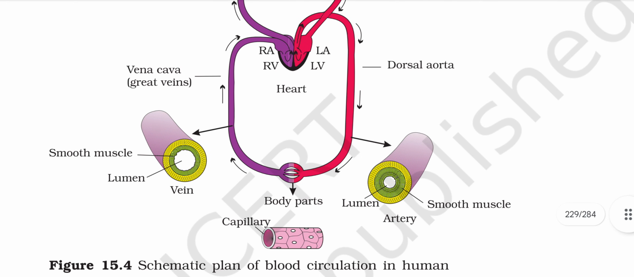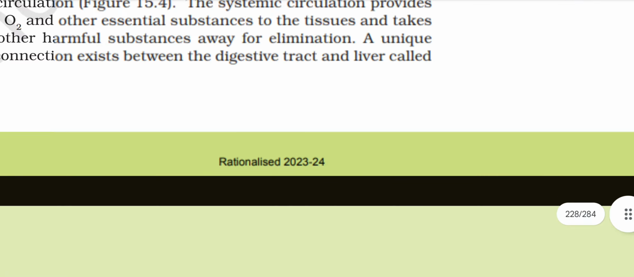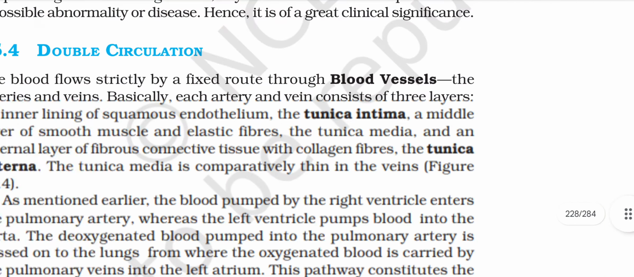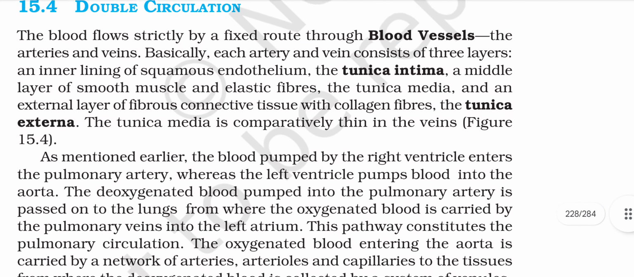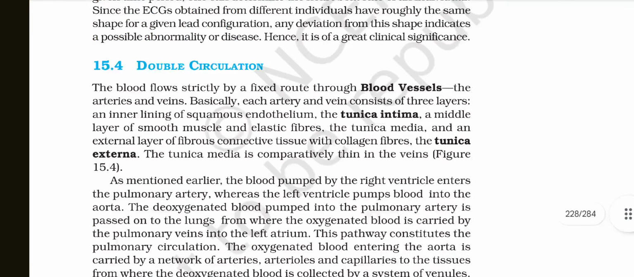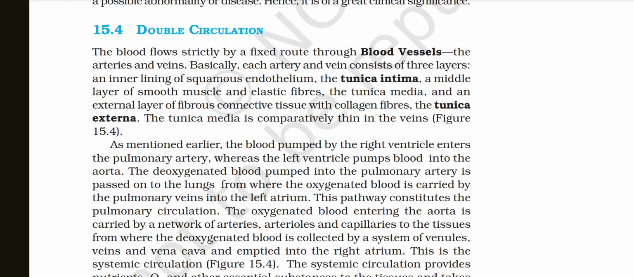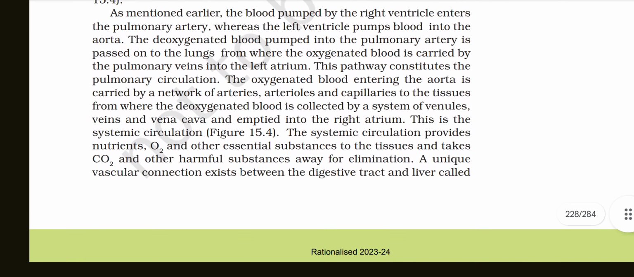Then the veins have tunica intima, tunica media, and tunica externa, right? These were the names. Let me tell you again. Blood vessel layers: tunica intima, tunica media, and tunica externa. Tunica intima is the innermost layer, a squamous endothelium. Tunica media is a layer of smooth muscle and elastic fibers, and tunica externa is a layer of fibrous connective tissue with collagen fibers, right?